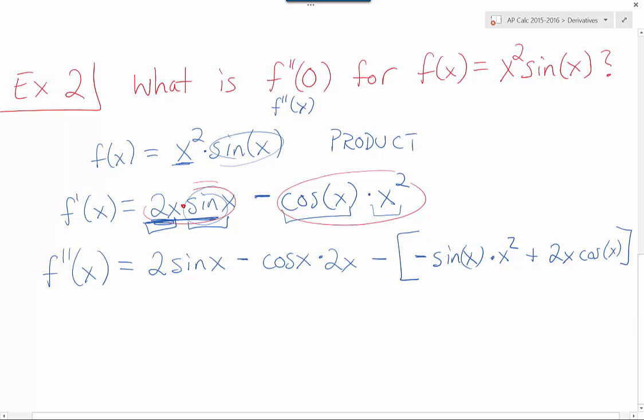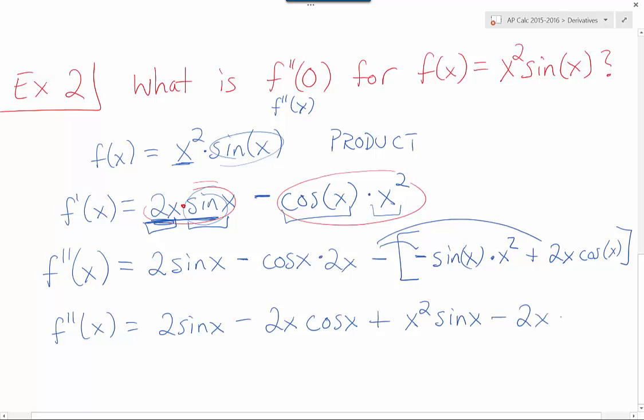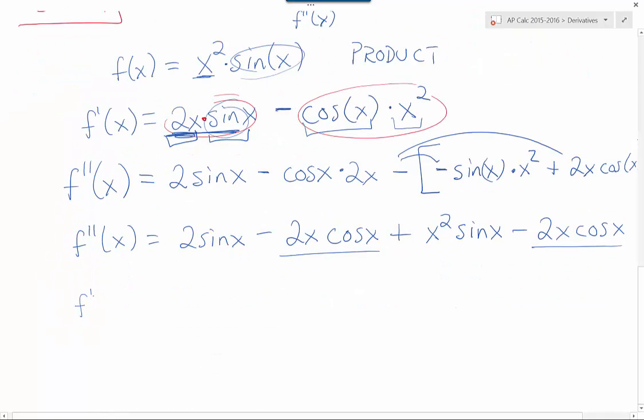Alright, now I'll just rewrite this. That's going to be 2 sine of x minus 2x cosine of x. Distribute the negative, plus, I'll bring the x squared first: x squared sine of x plus, actually sorry, this is minus, because I distribute the negative, minus 2x cosine of x. If we want, we can add our like terms, and that gives us f double prime of x equals 2 sine x minus 4x cosine of x plus x squared sine of x.